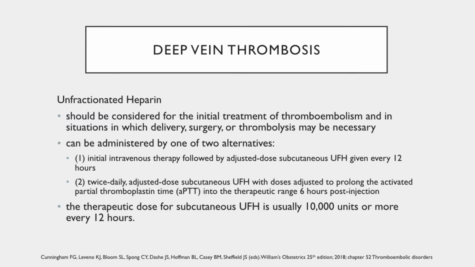This can be administered by one of two alternatives. First is initial IV therapy followed by adjusted dose subcutaneous unfractionated heparin given every 12 hours. And the second is a twice daily adjusted dose subcutaneous unfractionated heparin with doses adjusted to prolong the activated partial thromboplastin time into the therapeutic range 6 hours post-injection. The therapeutic dose for subcutaneous UFH is usually 10,000 units or more every 12 hours.